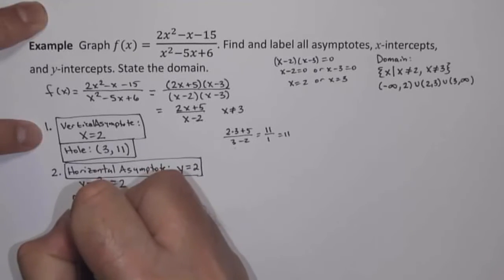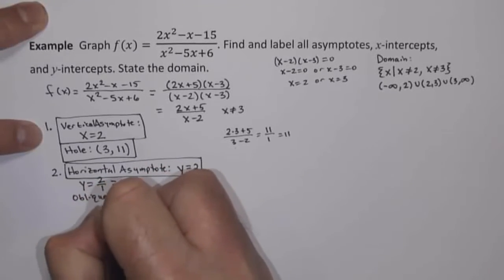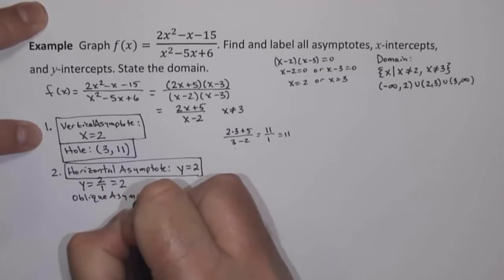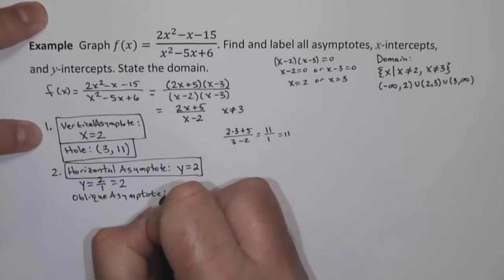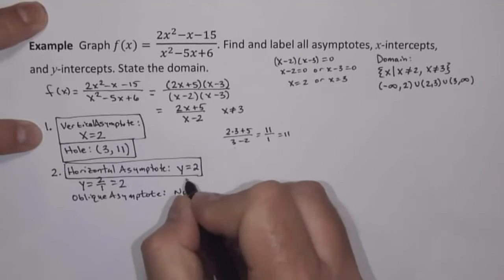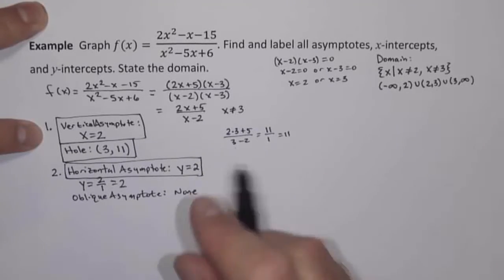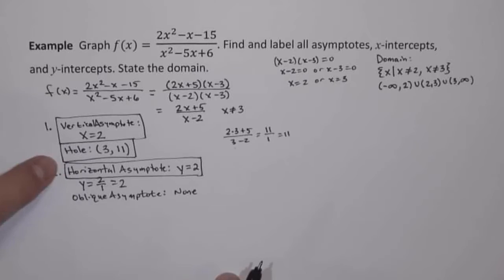Oblique asymptote, we're not going to have any. So remember, we either have a horizontal or oblique or neither. So in this case, since we have a horizontal asymptote, we don't have an oblique asymptote.